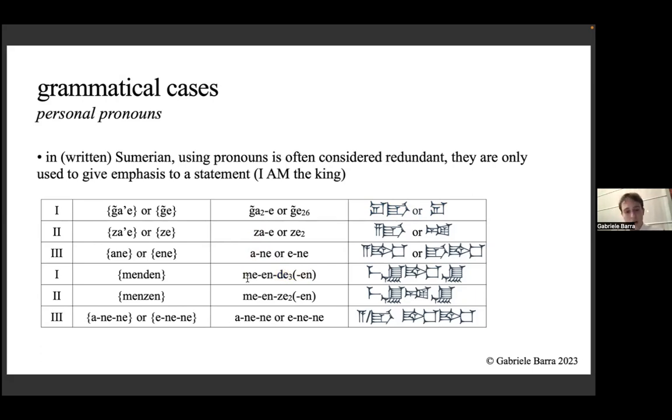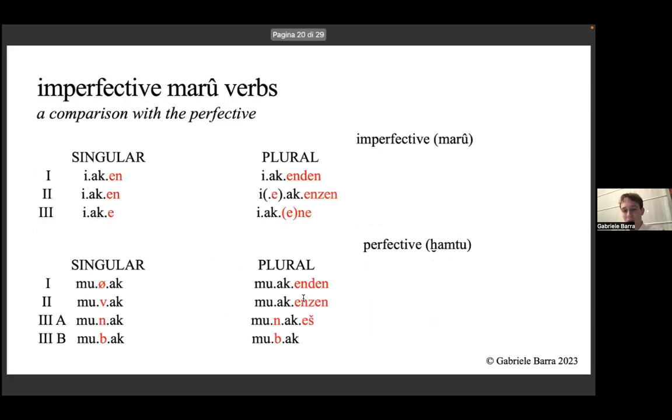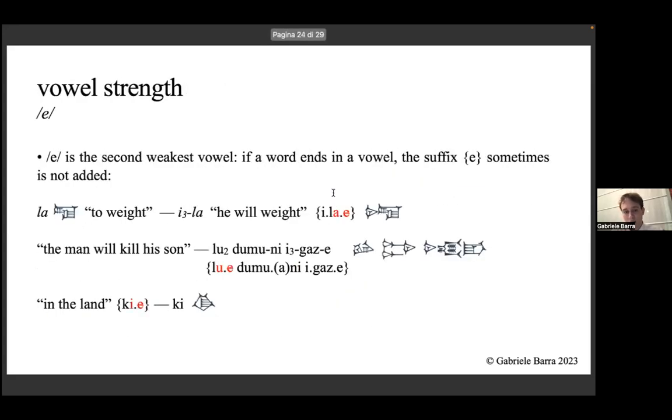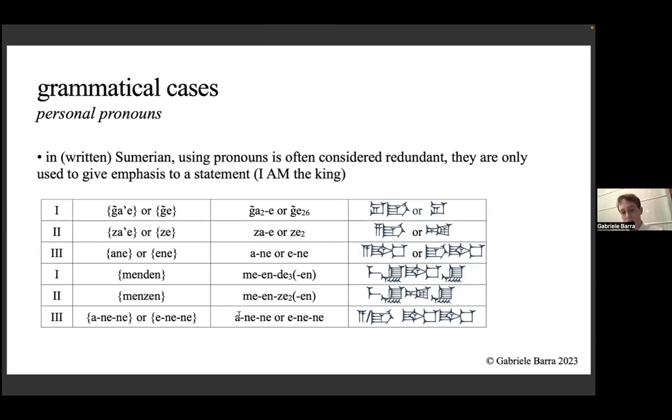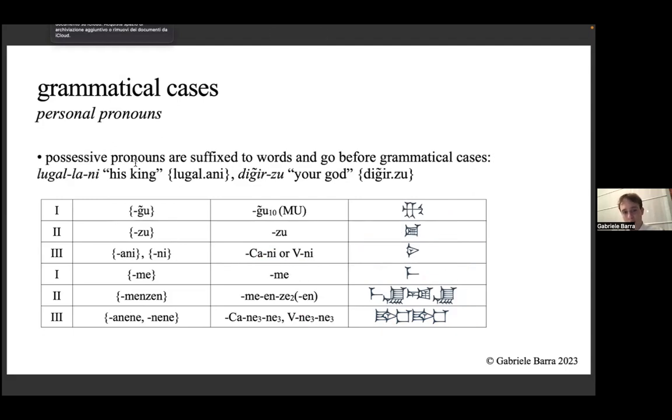Then you have the first person plural and the second person plural, which are really similar to the terminations in the verbs. So menden, mensen. And if we go back, we see enden and enzen. So they are quite thematic, not just the consonants. And then you have anene or enene, which is basically the third person singular with an extra ne. Also, this looks really complex, but it's really just the same sign over and over, as they are very similar.